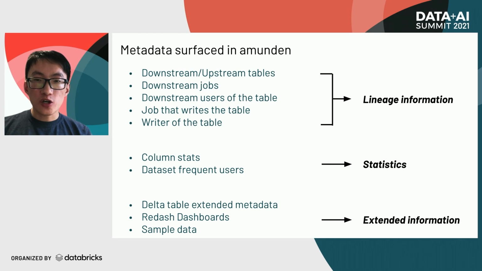Next, I will talk about the metadata surfaced in Databricks Amundsen. It can be separated into three parts: lineage information, statistics, and extended information. I will dive deep into each part later.